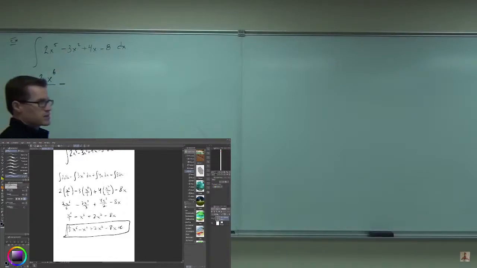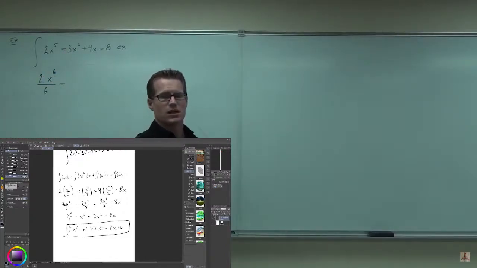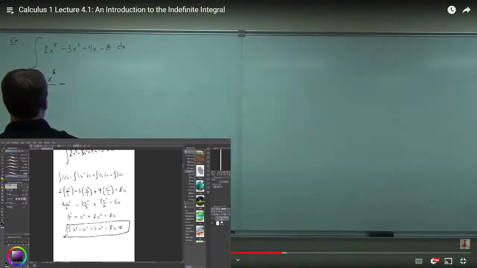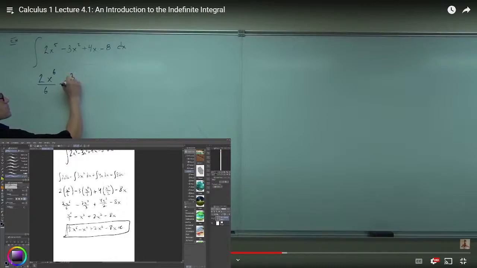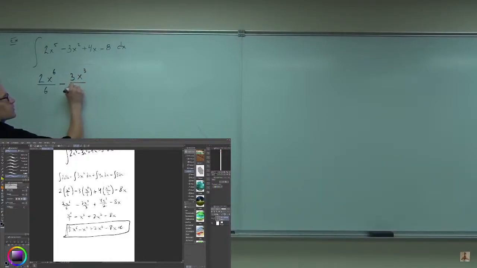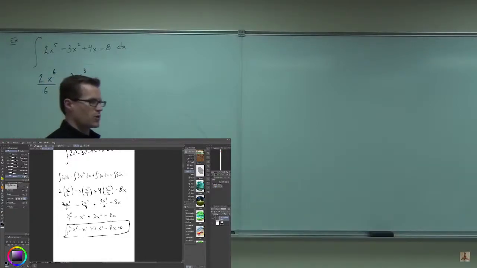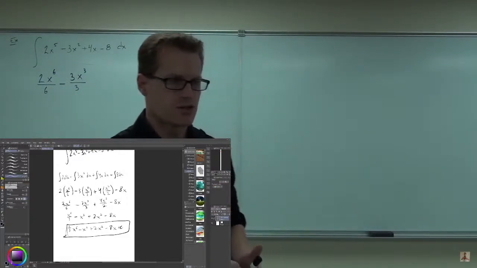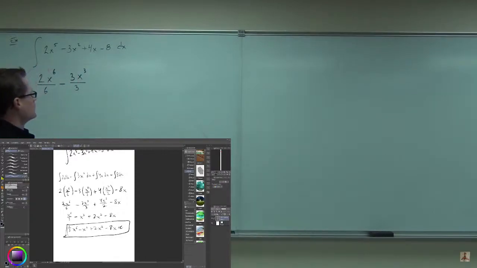Minus, let's do the next piece. How about 3x squared? What's the integral of 3x squared? Actually, okay, I like the way you said 3x to the 3rd over 3, because I'm going to simplify in a moment. I'm going to write out the integrals just like they are, and then I'll simplify it just a bit. We okay so far?